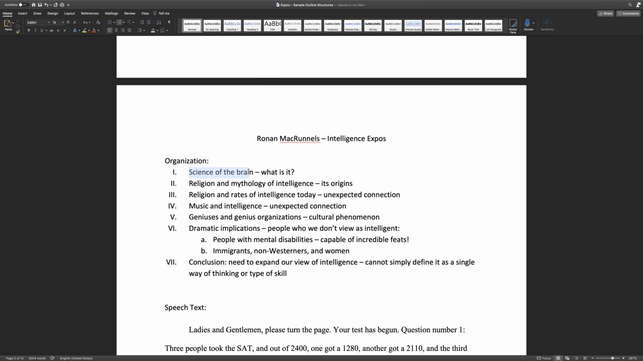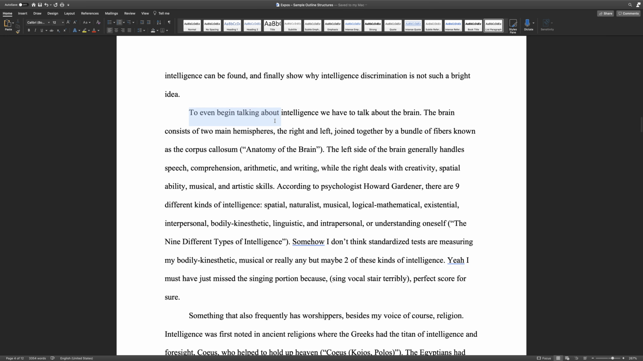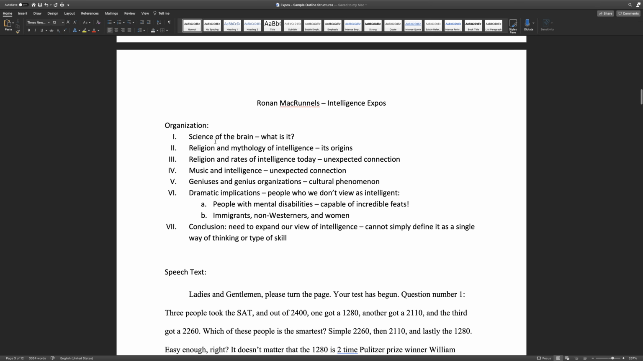So he opens up by talking about the science of the brain. What is it, right? So he, down here is like, all right, to even begin talking about intelligence, we have to talk about the brain. And then he discusses just biologically what leads to intelligence. What do scientists think about that?